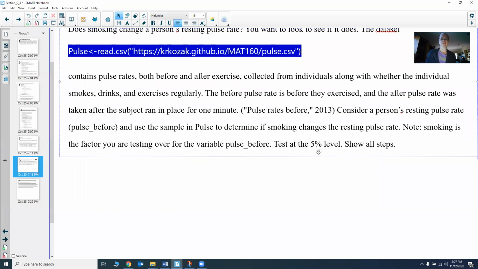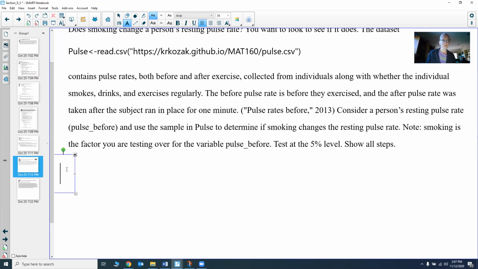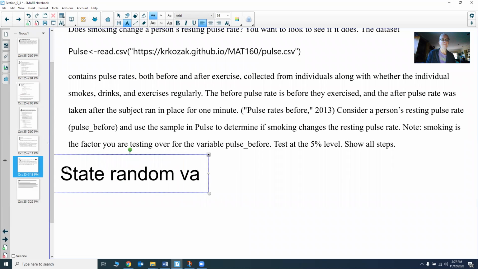Okay, so we're going to test this at the 5% level, and I'm going to go ahead and show you all the different steps we go through. So again, your first step is to state the random variable and the parameter.